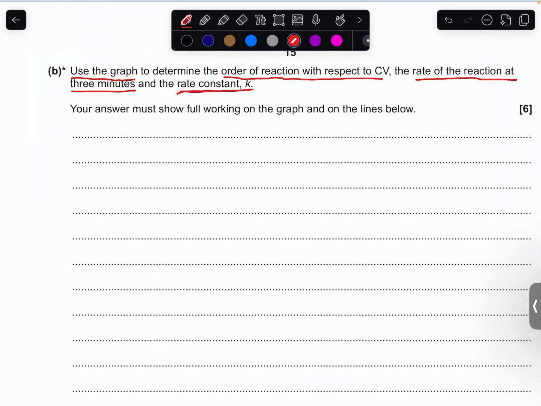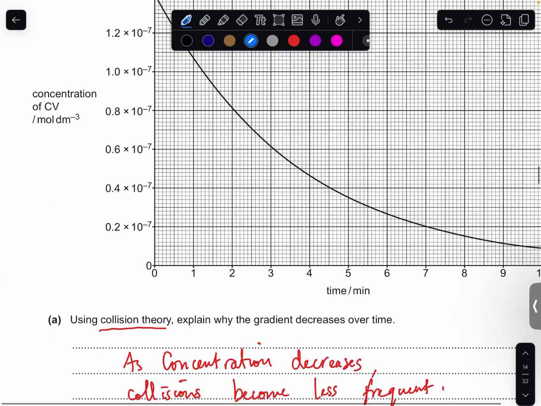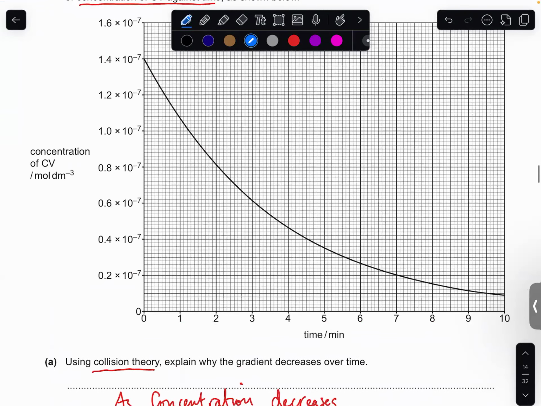So, first of all, to work out the order of reaction with respect to CV, let's look at the graph. Whenever you see a concentration time graph and you're required to determine the order of reaction, the first thing usually good to do is determine if the half-life is constant. So if we use the initial concentration, and if we halve that to 0.7, which gives you this.